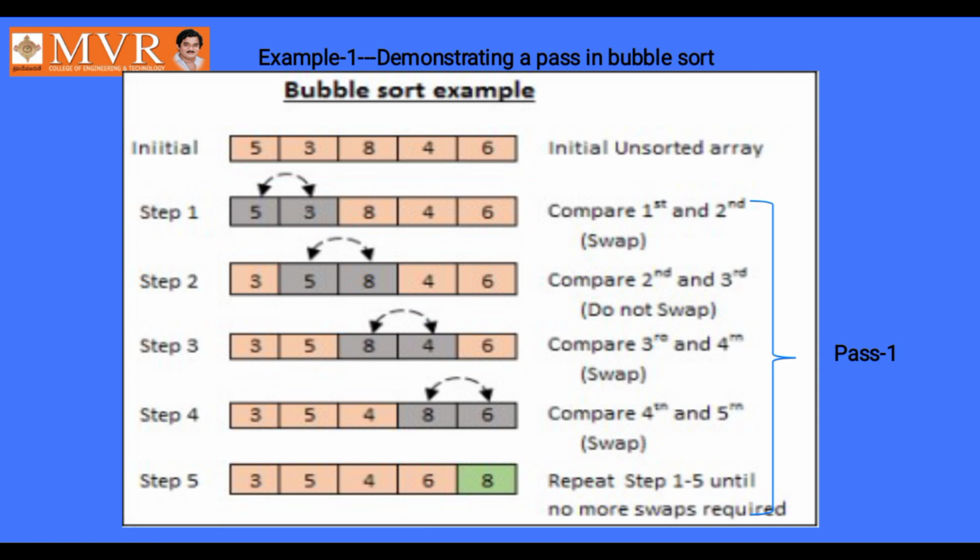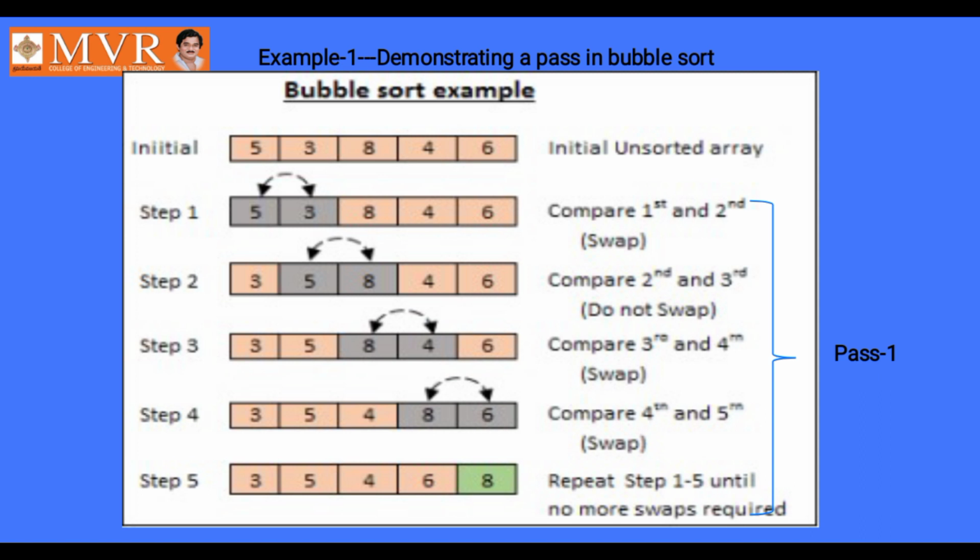In step 4, I compare 8 with 6. 8 is bigger and 6 is small, so they are not in ascending order. So perform the swapping, that is 6 comes here and 8 comes to the last position. In step 5, all the elements are arranged and the largest element will be arranged at the last position of the list. As you have seen, 8 is the largest element in the list and it has been arranged in the last position.